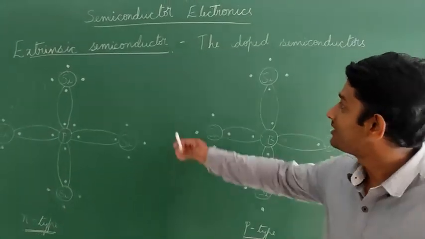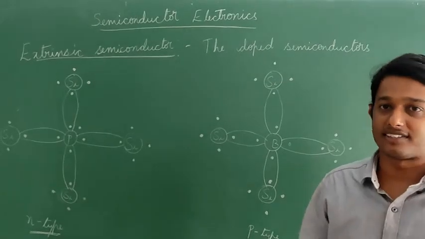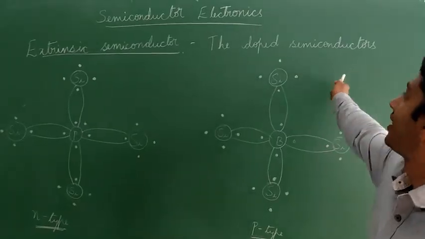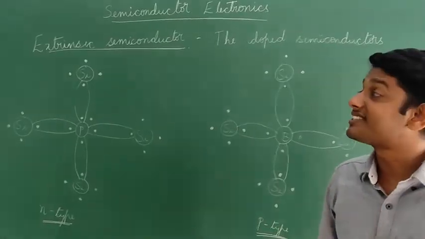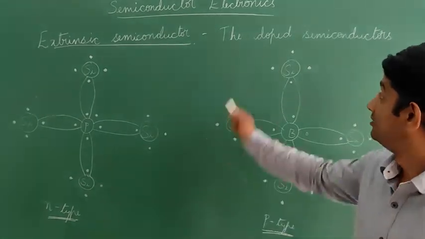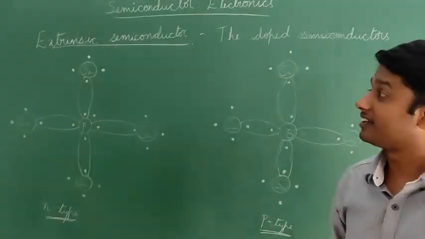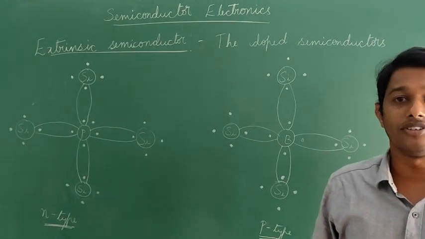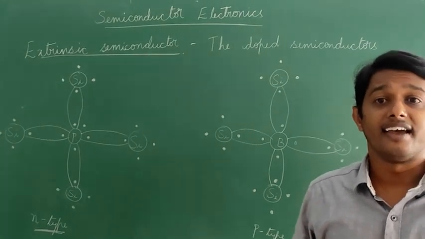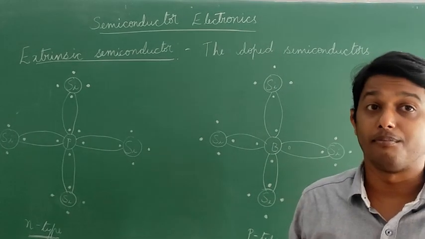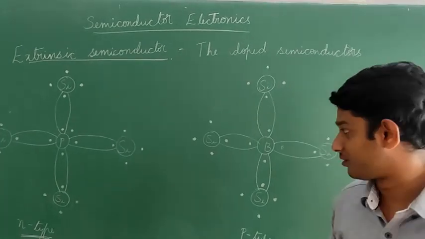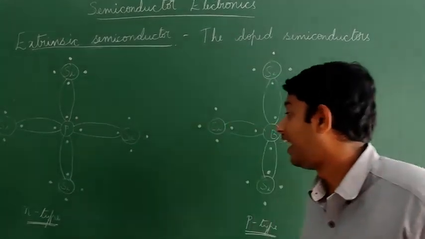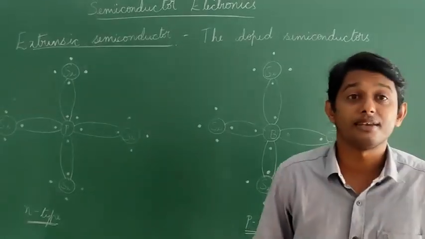The next topic is extrinsic semiconductor. The doped semiconductor is called an extrinsic semiconductor. Depending upon the type of impurity added, extrinsic semiconductors can be broadly classified into two categories: one is N-type semiconductor and the other one is P-type semiconductor.